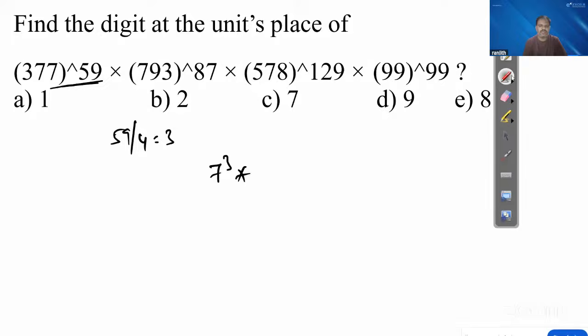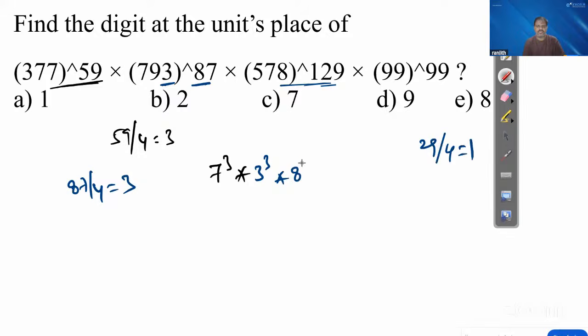And the next will be equal to 3 power 87. In 3 also, after 4 steps we are having the repetition. 87 divided by 4, remainder again 3. So that will be equal to 3 cube. Next, 8 power 129. Here 8 also, after 4 steps we are having the repetition. 29 divided by 4, remainder will be equal to 1. So that is 8 power 1.